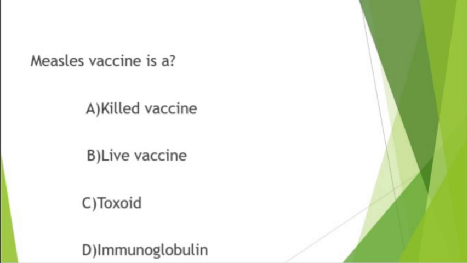Measles vaccine is option A, killed vaccine. Option B, live vaccine. Option C, toxoid. Option D, immunoglobulin. Correct answer is option B, live vaccines. Measles is an example of live vaccine.